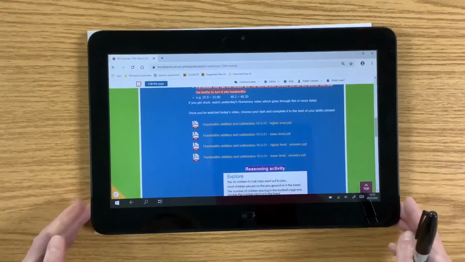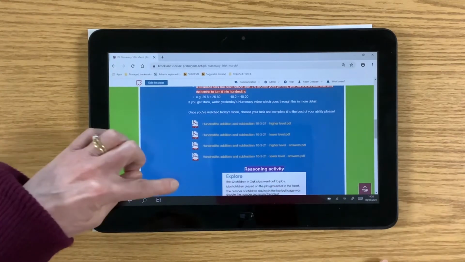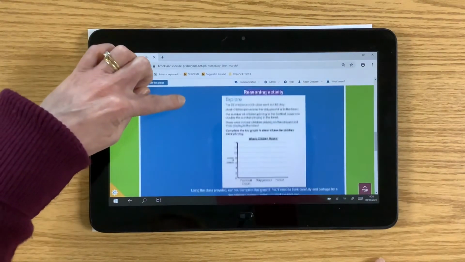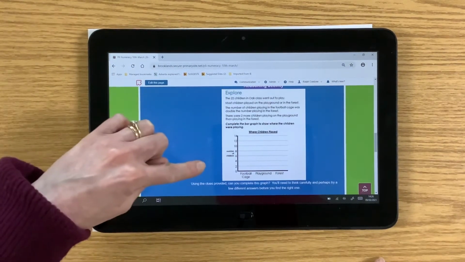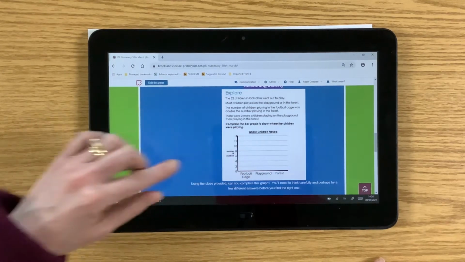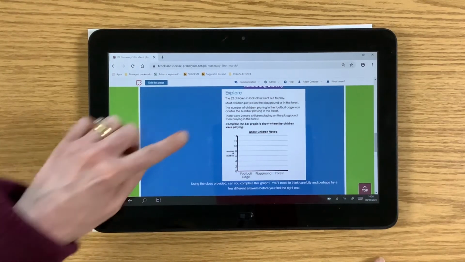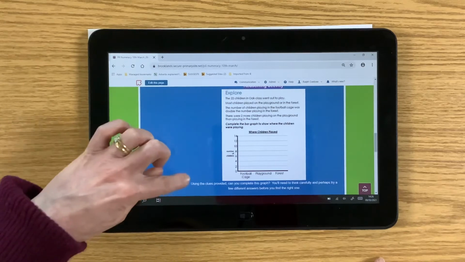Once you've got all of that done, we've got our reasoning task for you to have a look at. And this one today is all to do with more handling data. And you've got a question. You need to work out the bars on the graph. Can you complete that graph based on the information that we're told?